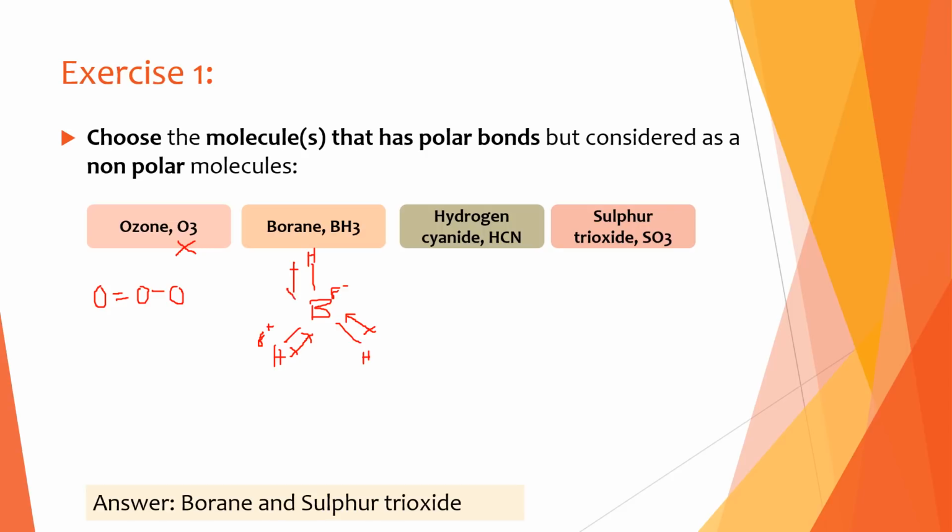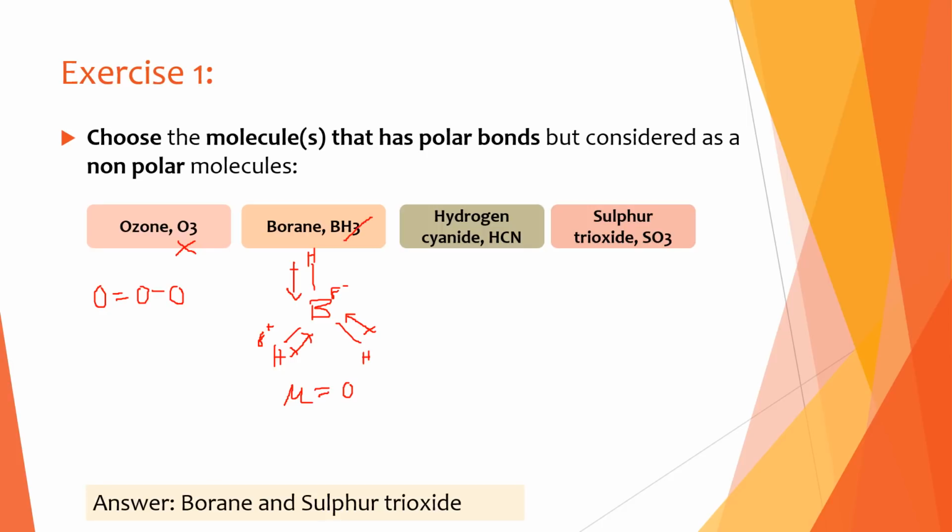Do the same thing for the other bonds between hydrogen and boron. As you can see here, the dipole moments come from hydrogen towards the boron and meet at the center. And since the side atoms are the same, it results in the dipole moment being equal to 0 because they cancel out each other. So the molecule will become a nonpolar molecule.